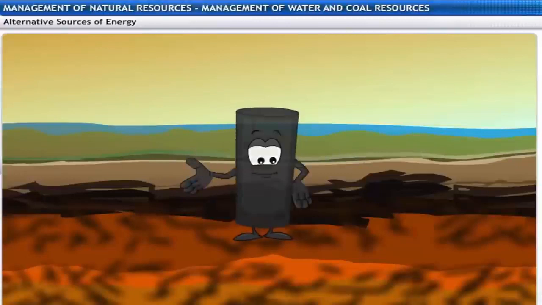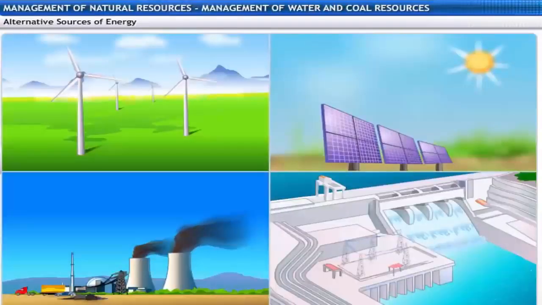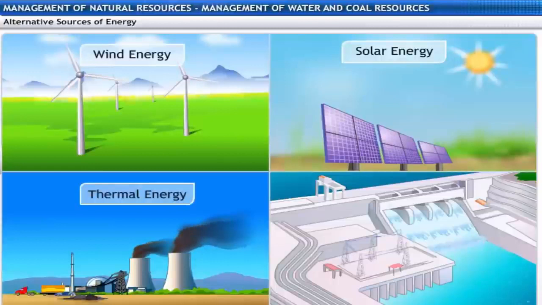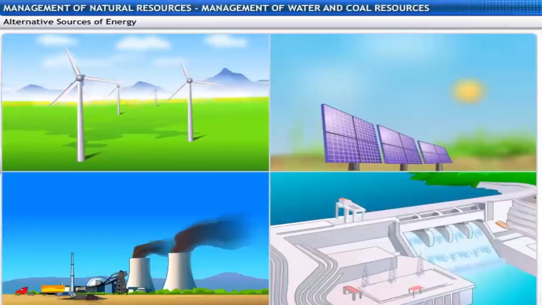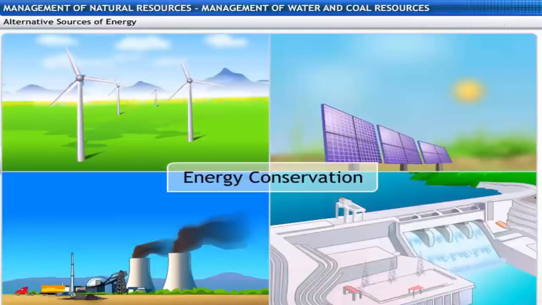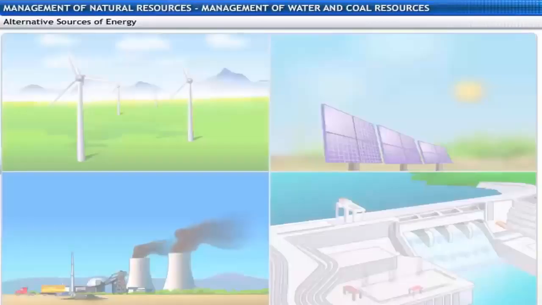But what other options do you have? There are several other options for generating energy, such as wind, solar, thermal, and hydroelectric energy. These are all viable options since they are more environment friendly. Energy conservation is very important to manage natural resources. Each one of you has a very important role to play in this project of energy conservation. This is because these resources belong to you. If you don't help to conserve them, chances are you and future generations will not be able to enjoy them for long.